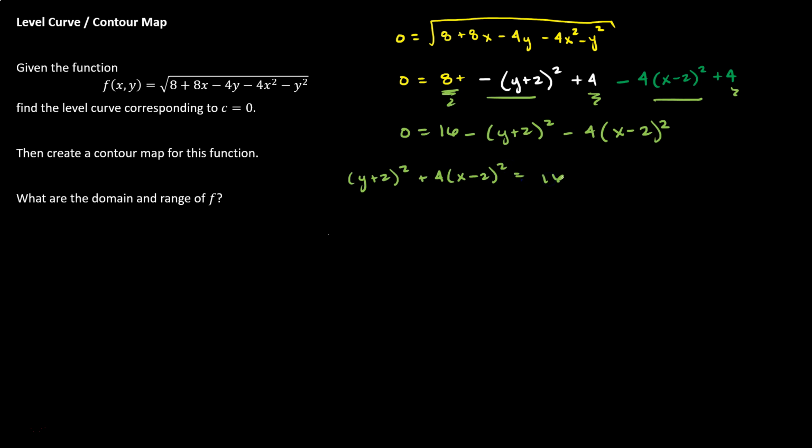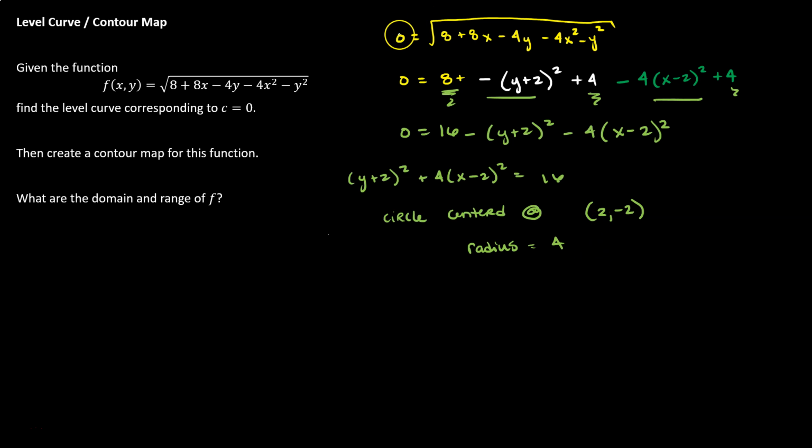I can see that I have a circle centered at x equals 2, y equals negative 2, and we have a radius of 4. So the level curve that corresponds to c equals 2 gave us a circle centered at 2, negative 2 with a radius of 4. We can repeat this process.